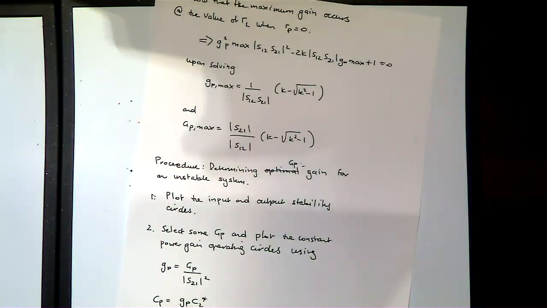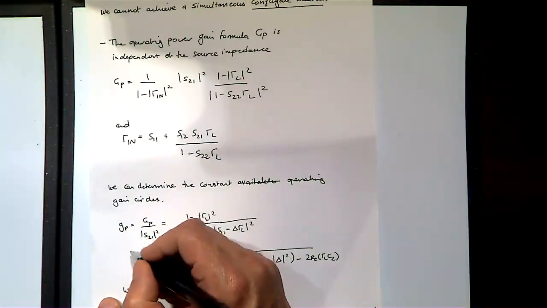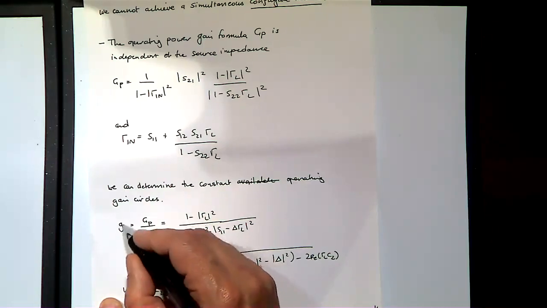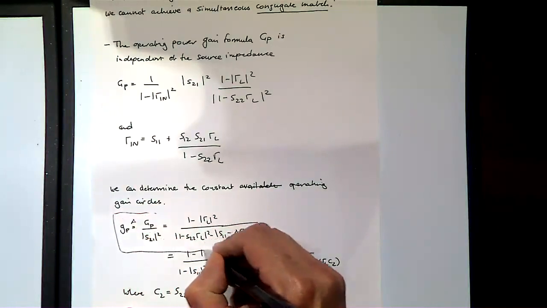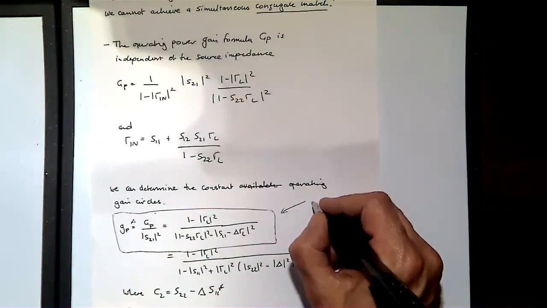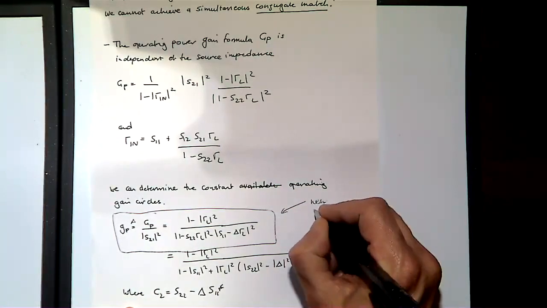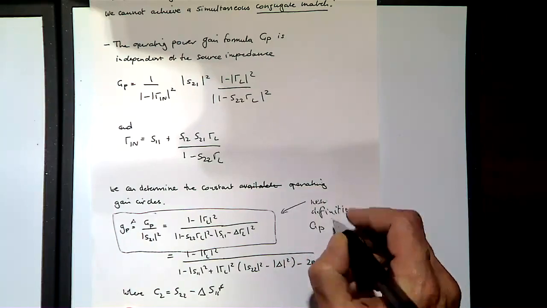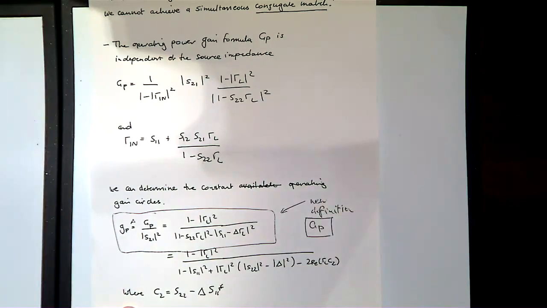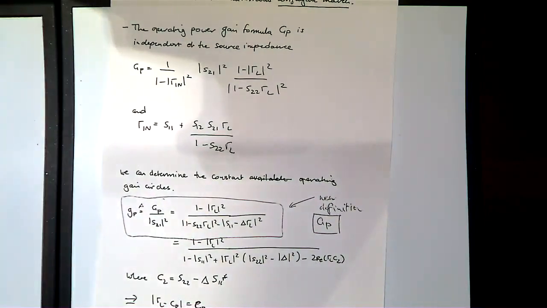Little GP is the operating power gain. You're asking what that little GP is? This little GP, I've defined it. This definition is new. Big GP has been defined in the past, and if you remember, we had GP.